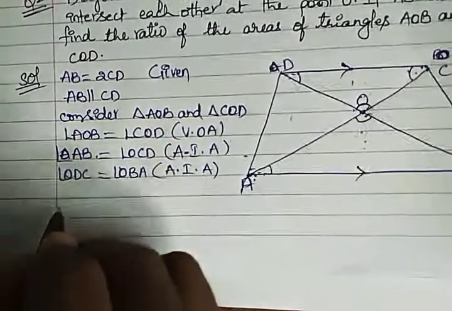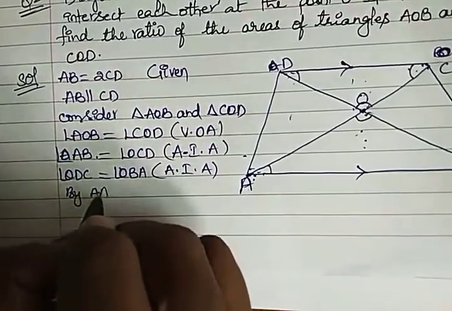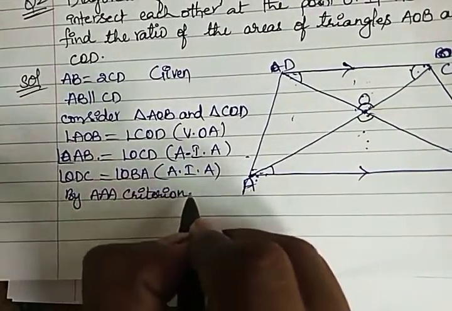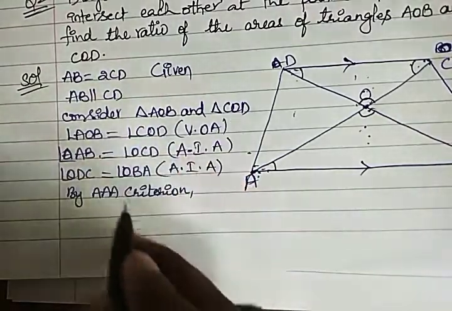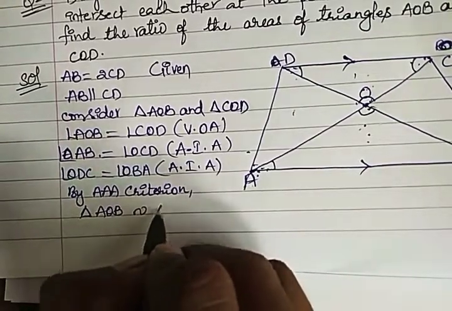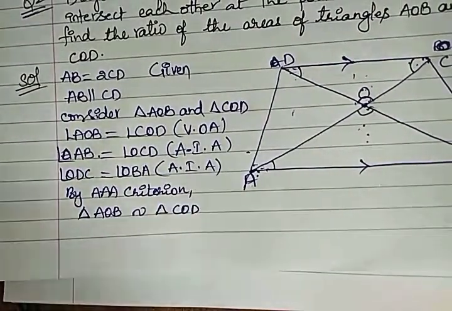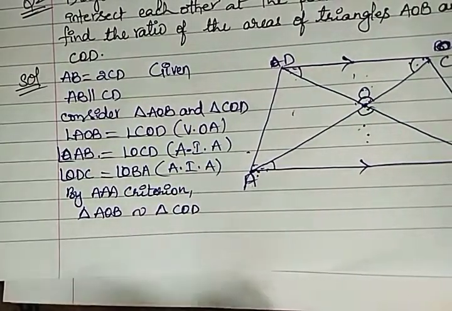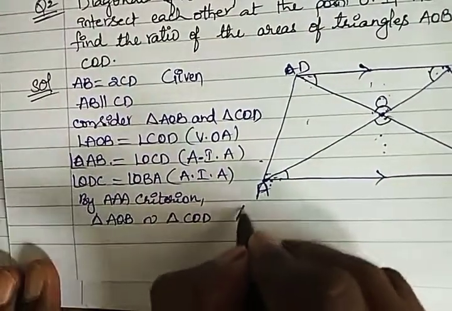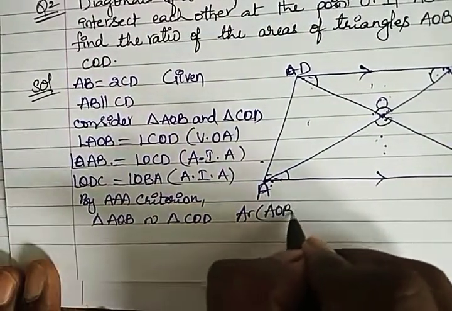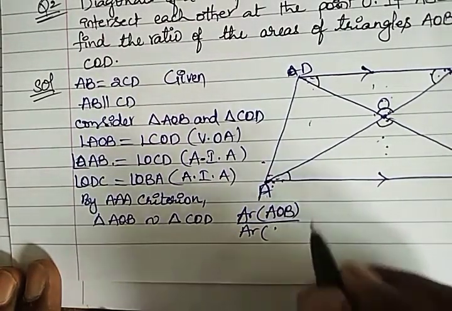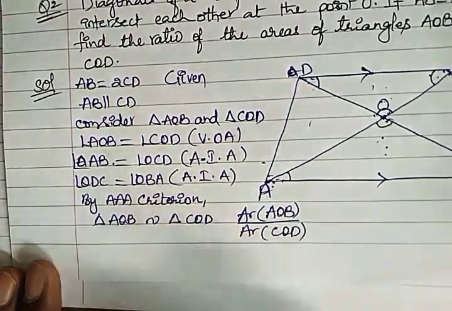Now with this, by AAA criterion, both the triangles AOB and COD, triangle AOB is similar to triangle COD. When they both are similar, now we can write the statement of the two similar triangles. What is the statement? Area of triangle AOB by area of triangle COD. These are the two triangles.